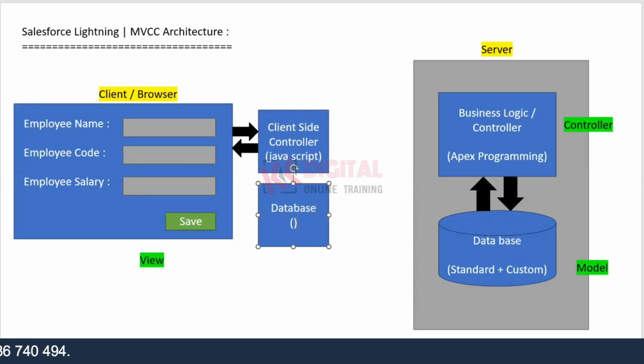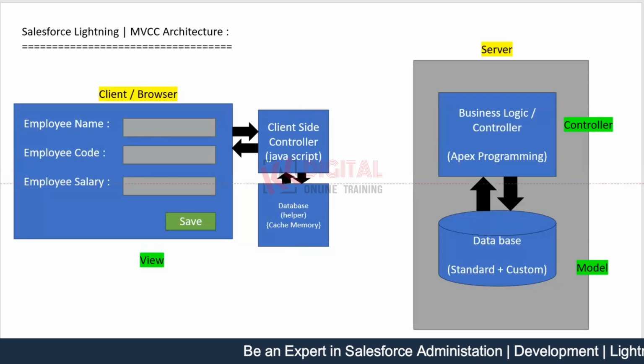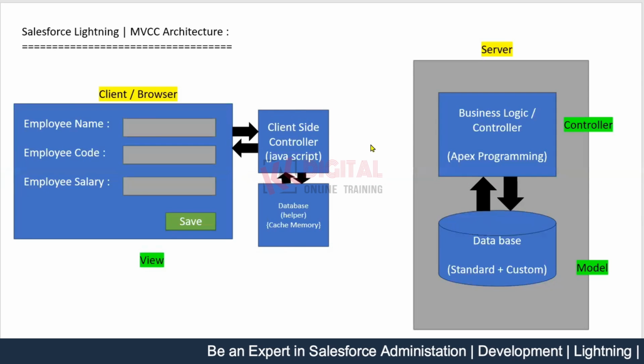Got it? We call this one a helper. This helper helps the client side controller. So this one is called a cache memory. Inside this cache memory, we are storing some temporary information. It will be connected to this. Practically, I will show, don't worry.